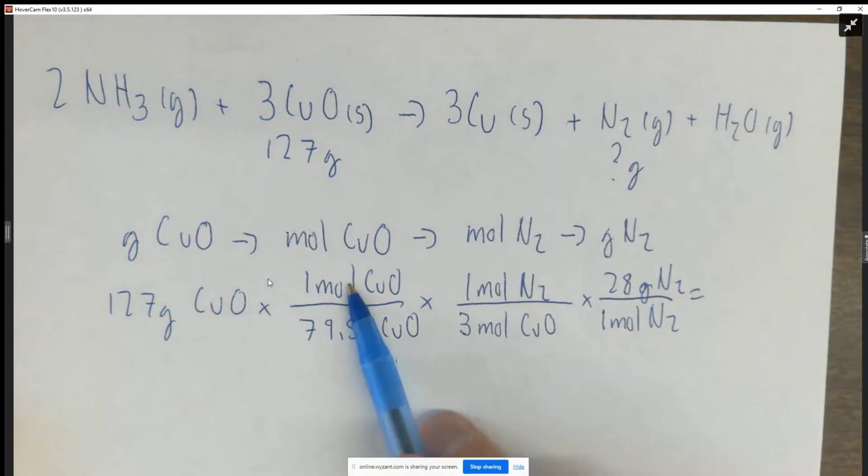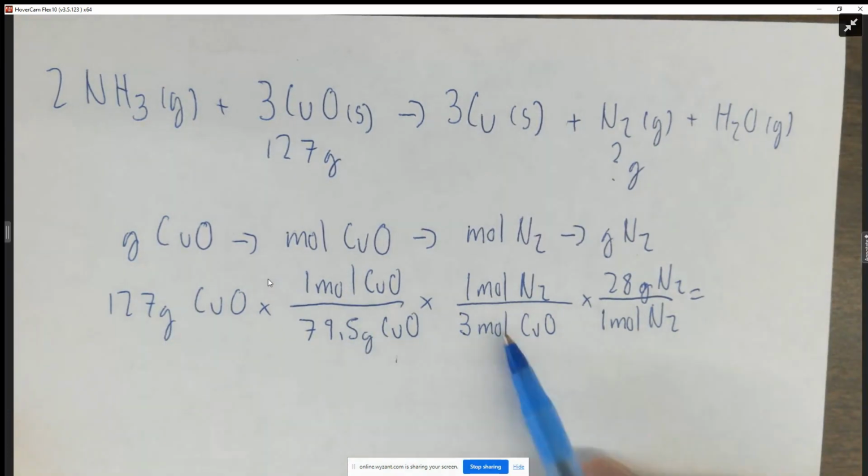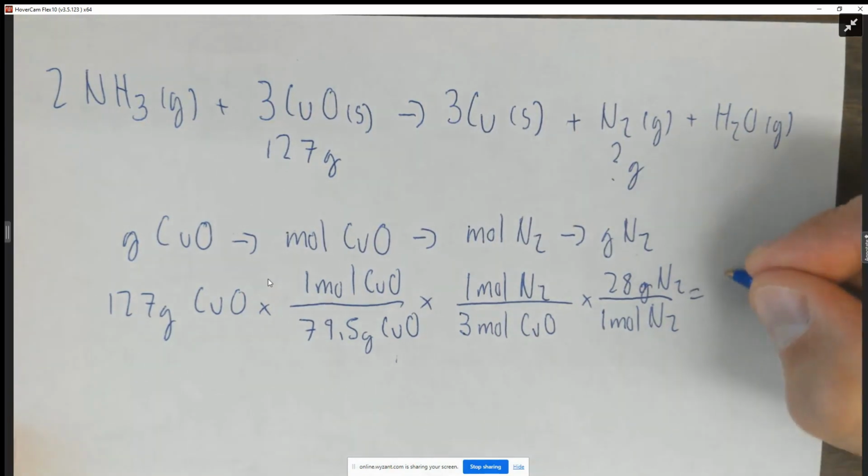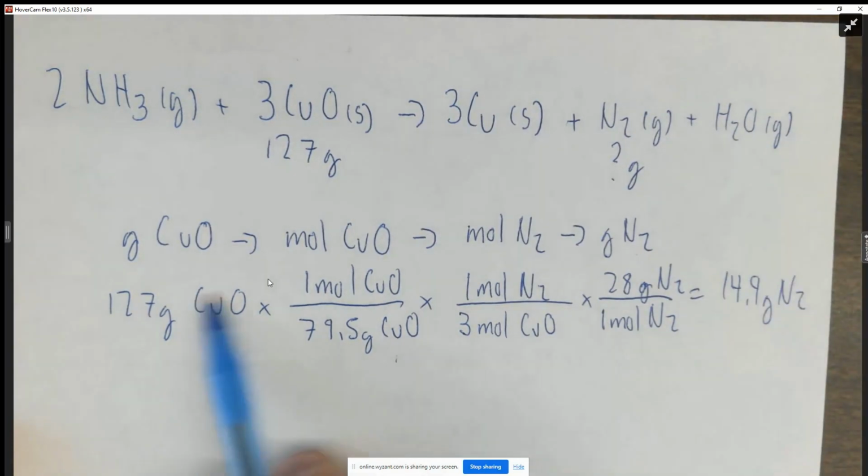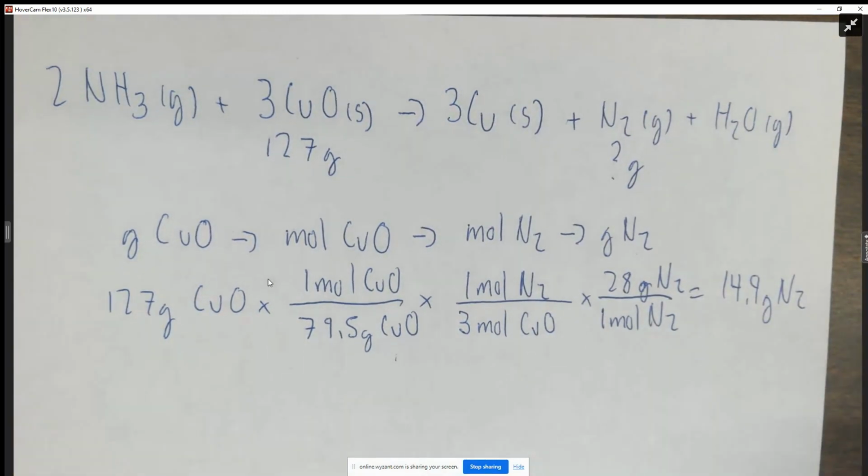To solve this, we multiply by the top, divide by the bottom, multiply by the top, divide by the bottom, repeat to the end. And when you get to the end, you get 14.9 grams of nitrogen. Note, you could also multiply all the tops and then divide by the bottoms one at a time.